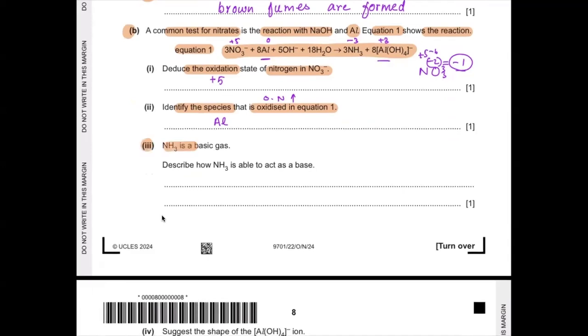Now, part 3. Ammonia is a basic gas. Describe how ammonia is able to act as a base. It acts as a base by accepting a proton.